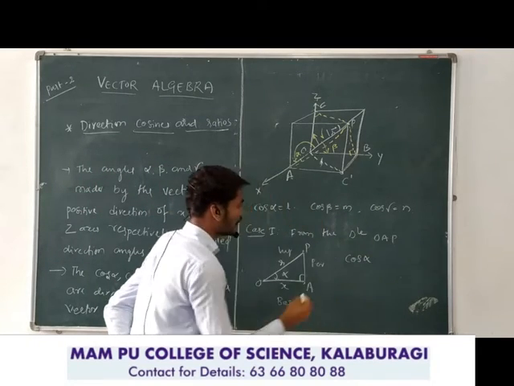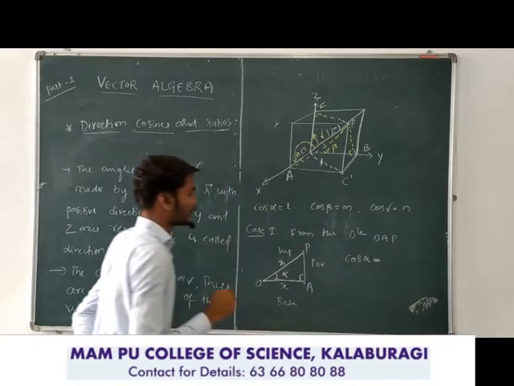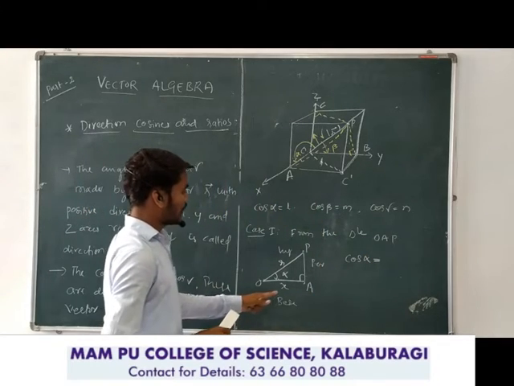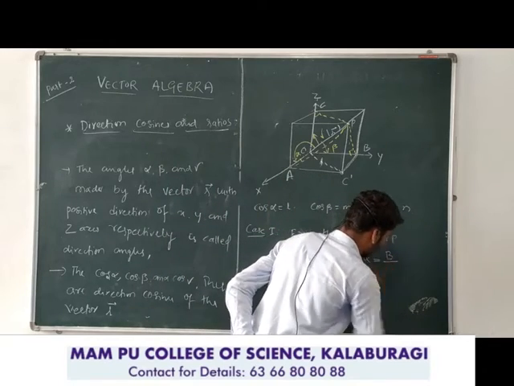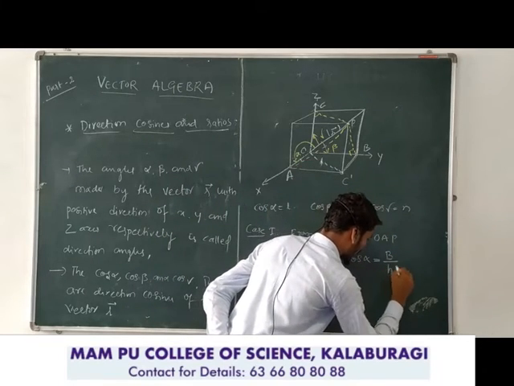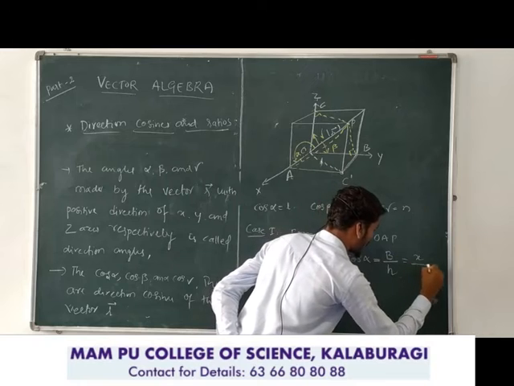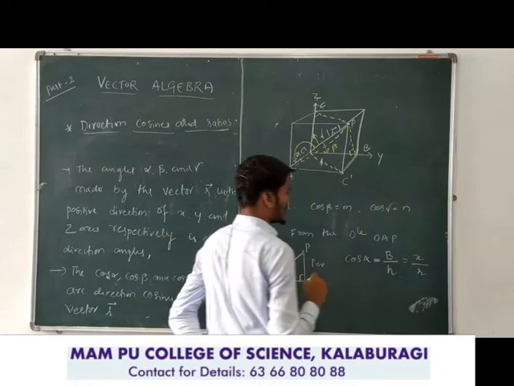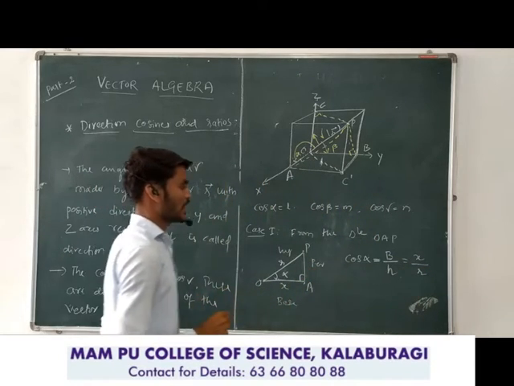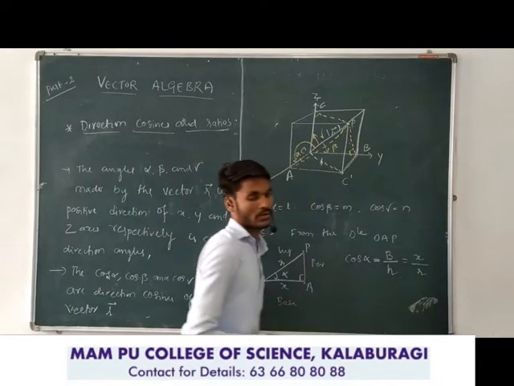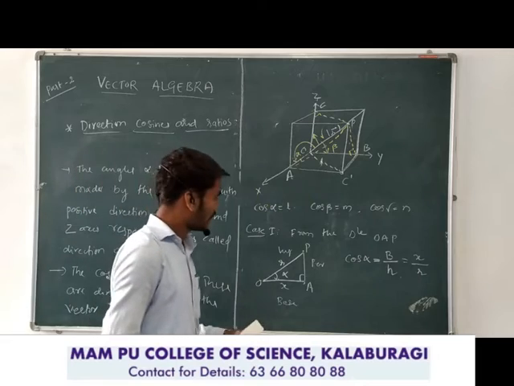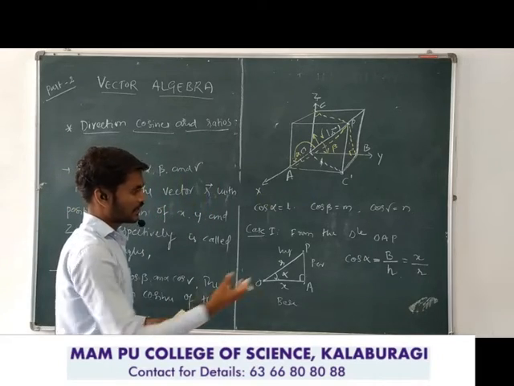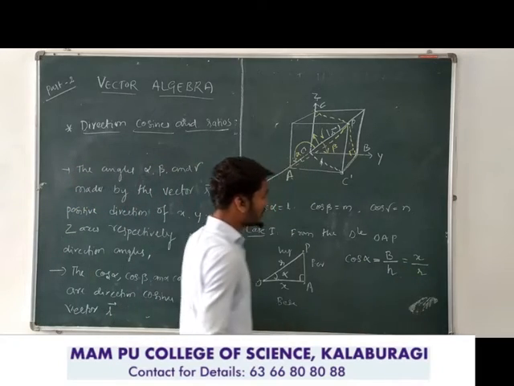cos alpha. So this is equal to x. Cos is base by hypotenuse. So base divided by hypotenuse, so I can write x divided by r. Otherwise we can write mod r also. So in general we can write in this manner. Okay.